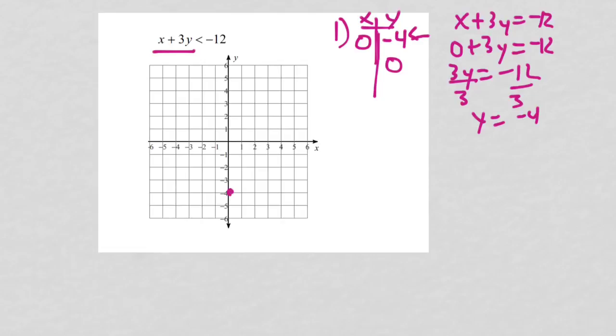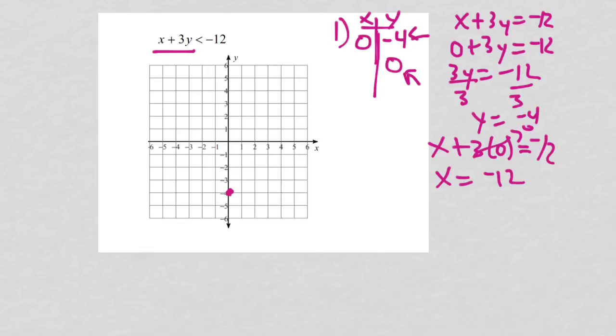But how many points do we need? We need 2. Well, this says we can plug in 0 for y now. So that means I'm going to have x plus 3 times 0 equals negative 12. Well, that's 0, so I get x equals negative 12. So I'm going to write negative 12 over here for x. So now I have my second coordinate point, negative 12, 0.